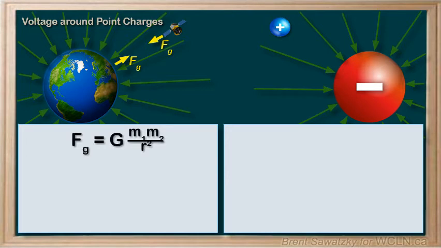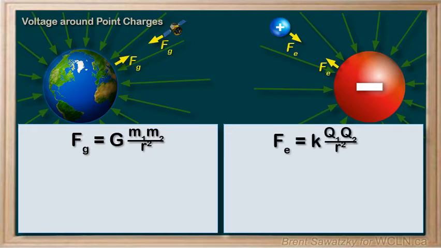Switching over to our similar scenario, in the electrical world, we have a negatively charged particle and a smaller positively charged particle here. True that we would have gravitational forces in this scenario, but with such small masses, they would be insignificant as compared to our electrostatic forces. To calculate the magnitude of our electrostatic forces, we would be using Coulomb's law.